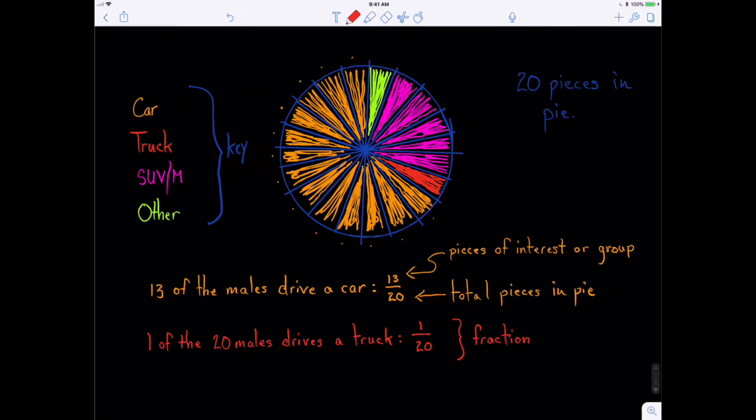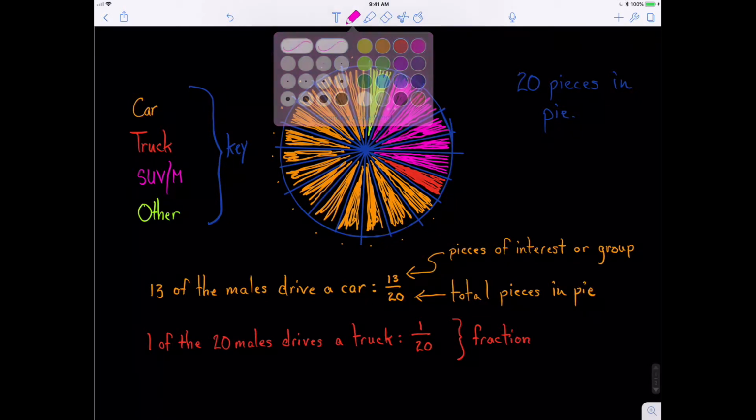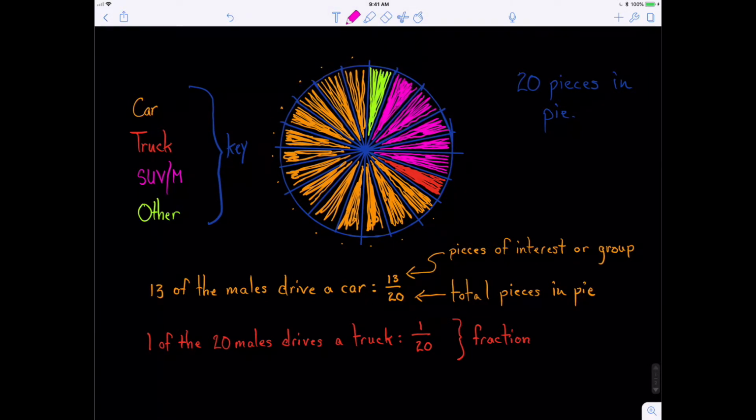Let's do another one. Let's take a look at the pink group. If we count the pink, we have 1, 2, 3, 4, I have 5 pink slices. So I could say that 5 of the 20 males drive an SUV slash minivan. That was that category. And we write that as 5 over 20.